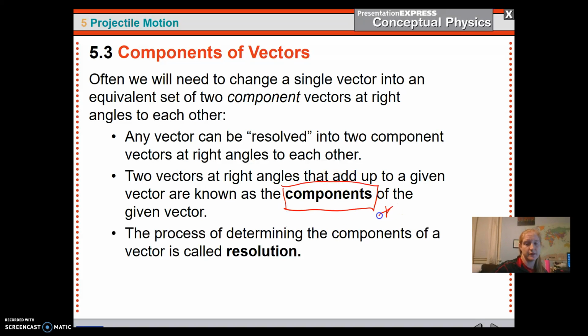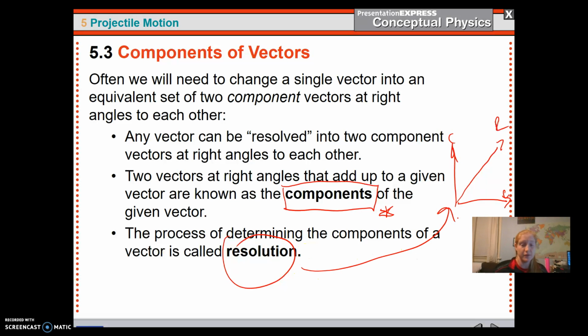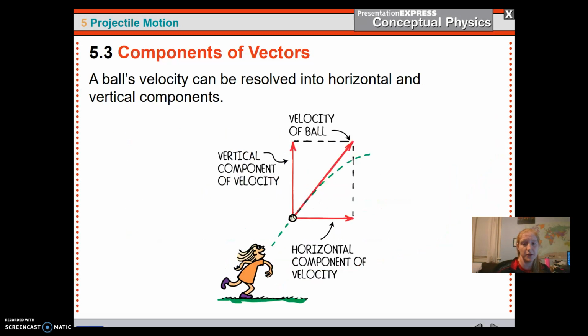Please write that definition down. We call these components. This is the resultant. The process of determining the components is called a resolution. Probably write that down if you haven't already from the book.